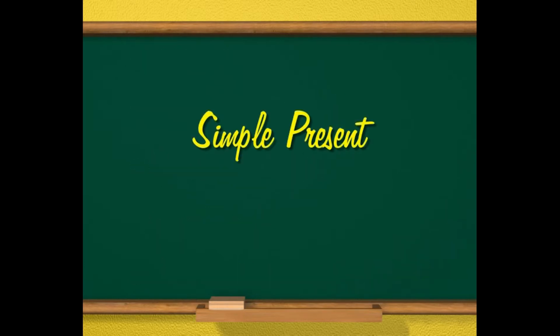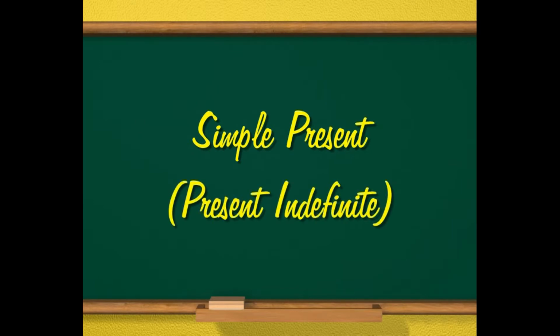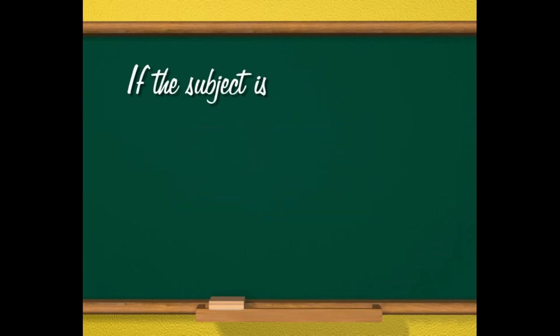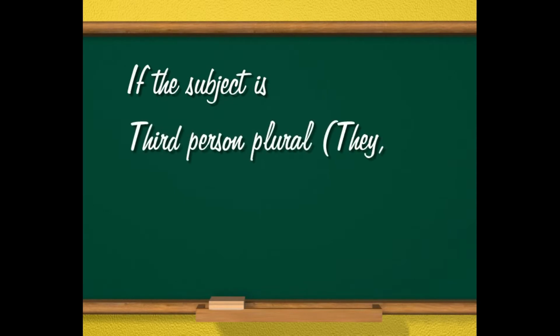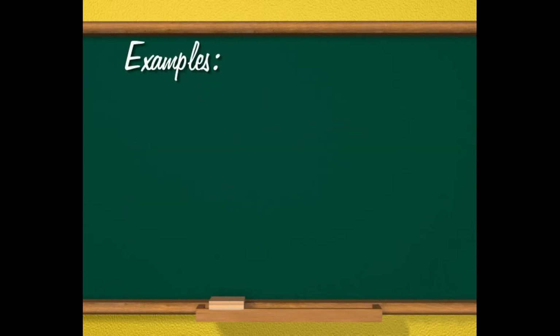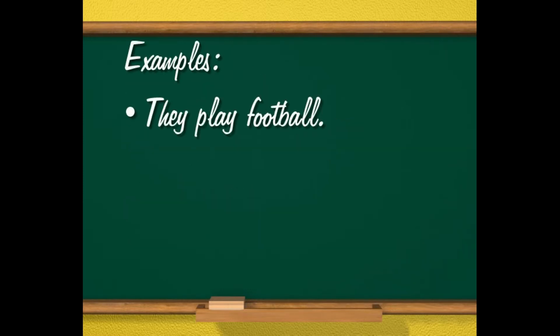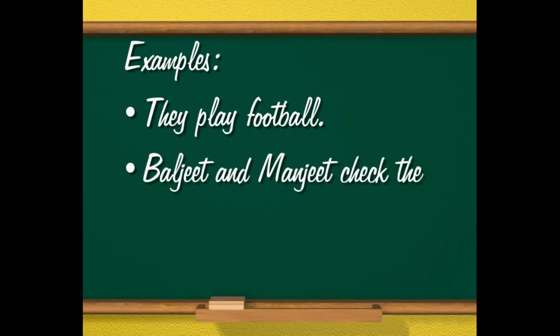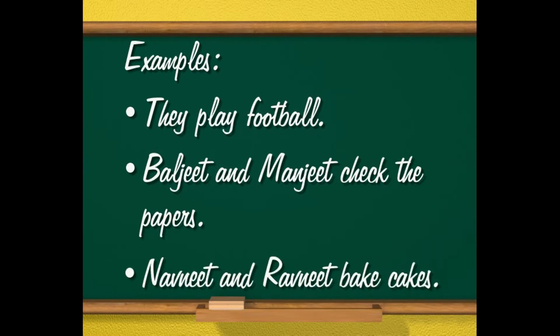Simple present, present indefinite. If the subject is third person plural, they, plural names, subject plus verb 1 plus object. Examples. They play football. Baljeet and Manjeet check the papers. Navneet and Ravneet bake cakes.